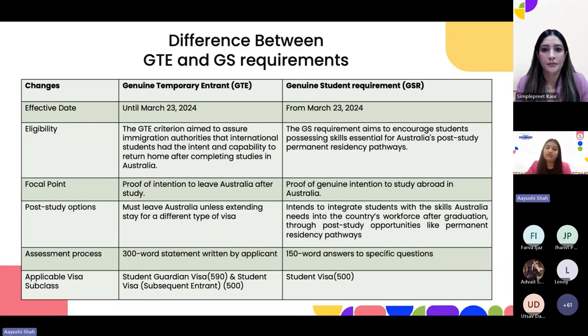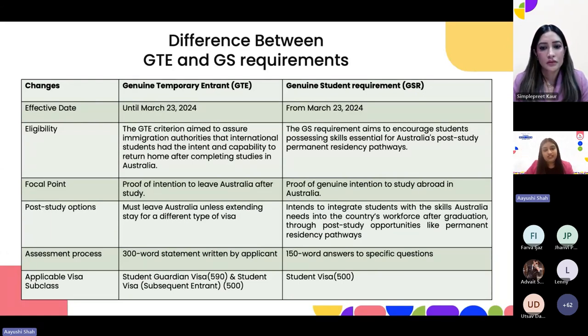So for any course that you undertake, you must be able to explain your reasoning for why you are choosing this course and how it is aligning with your career or how it is going to benefit your career. Now, with GTE, you know there was a 300-word statement that was required by the department. No matter how many words we add, immigration only asked for a 300-word statement.